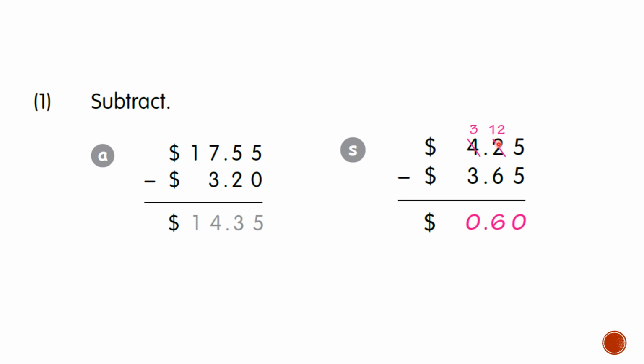This 12 over here is in the 10 cents place. So it's actually 120 cents. Then you minus 6, you get 60 cents. And then $3 minus $3, you get 0. Okay, please go and try the work, and then we'll go through the answers tomorrow. Thank you.